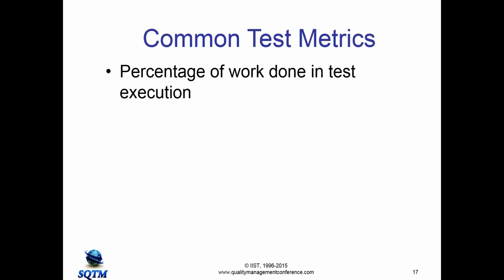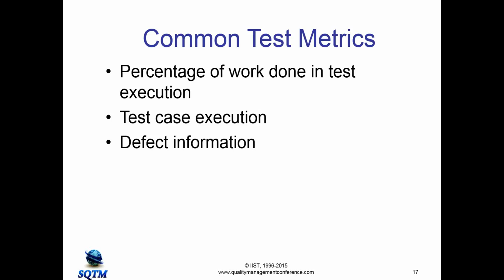And so a metric can be usually a percentage of the work done. In other words, you take the measures and you massage it into something else to present. So a measurement is the raw data of what work you've done in test execution. But a metric is what percentage of all of the test cases have been exercised. So a metric shows that. It shows test case execution. It shows defect information.